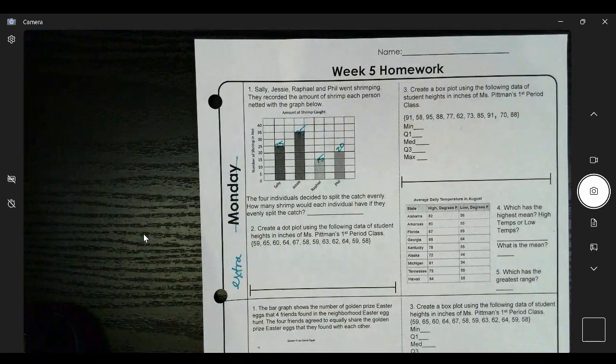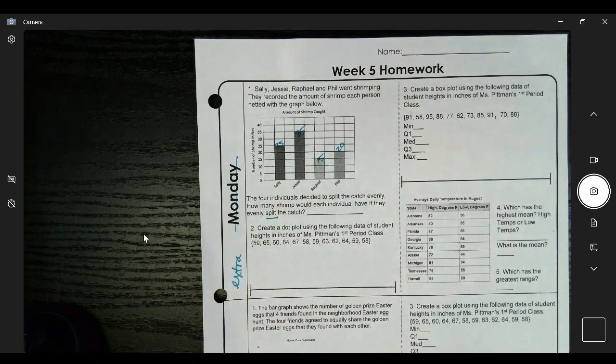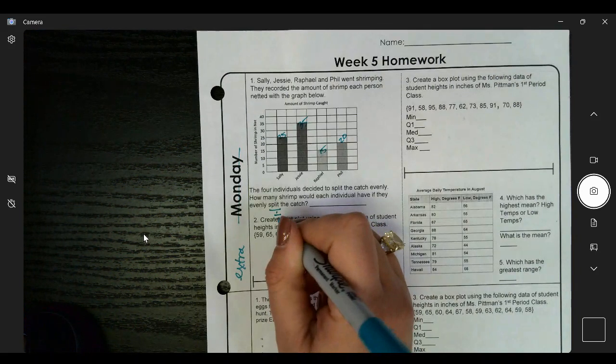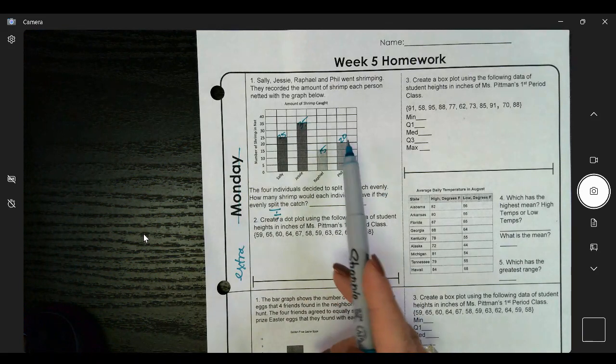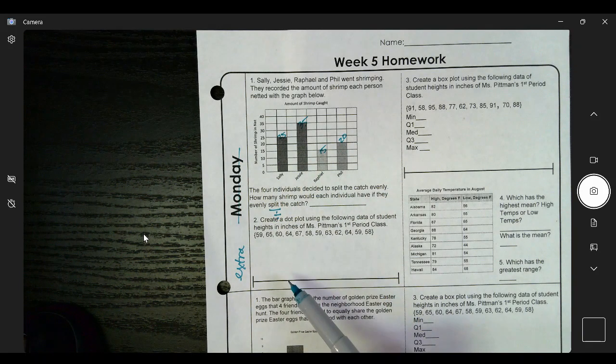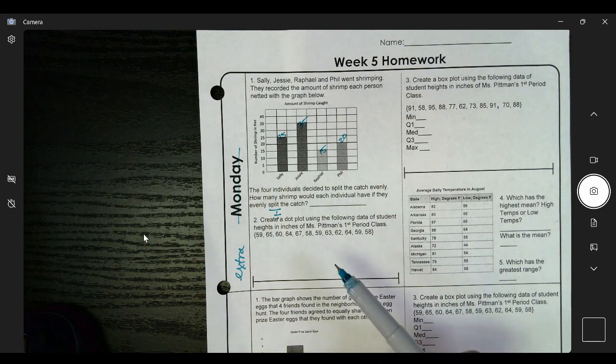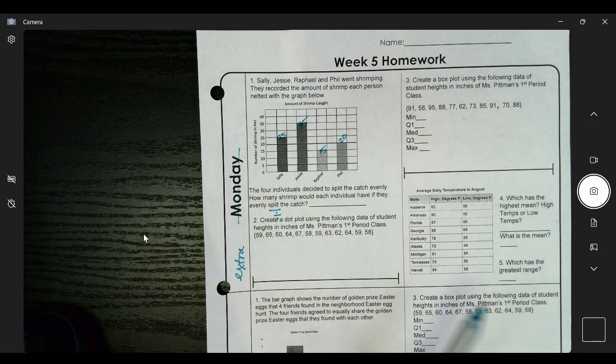Okay, once you get that sum, once you add it together and you get your answer, you're going to split it. And when we split it, we use division. So after we add these up, we're going to divide it by the four friends. And that will be your answer that you get right here. It's finding the mean. That mean is an even share, an equal share value.